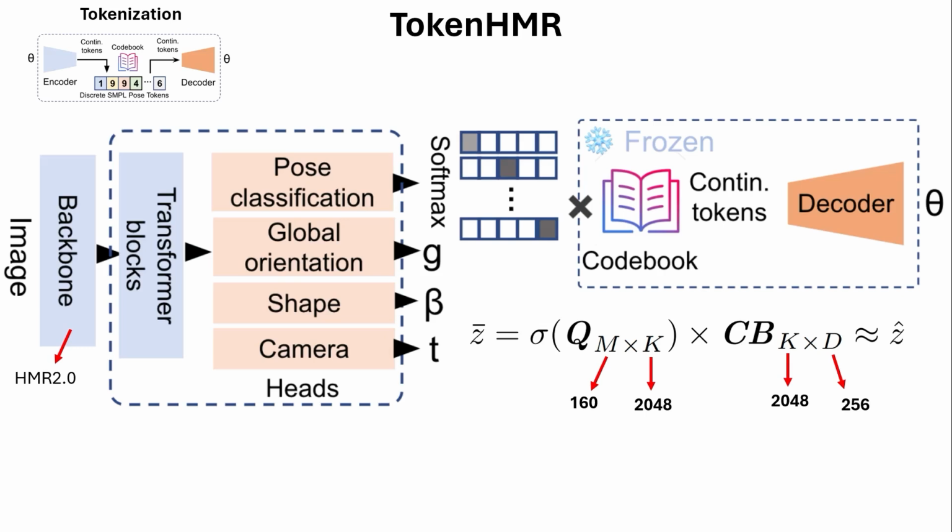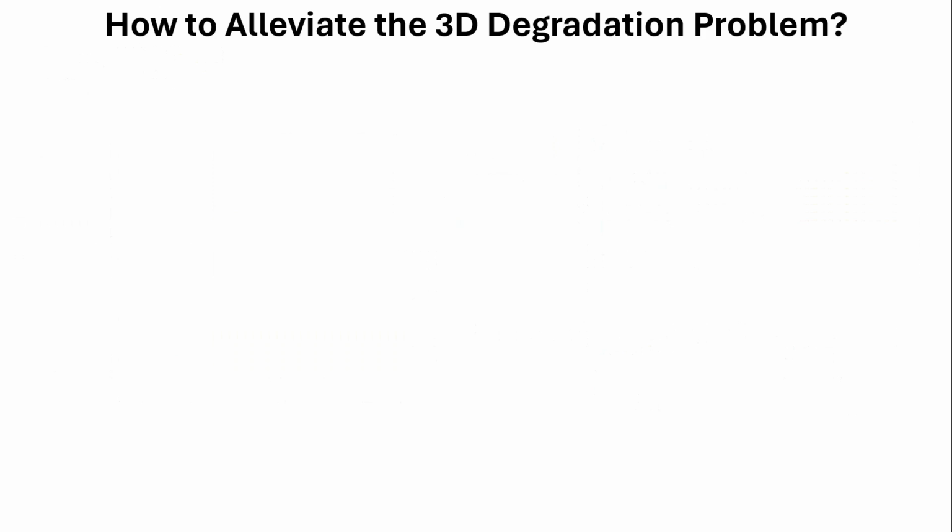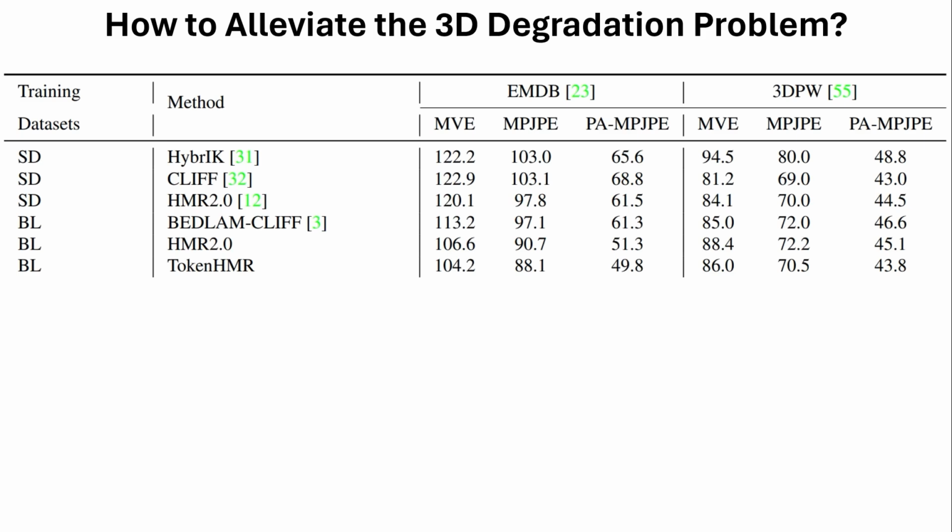And now let's just see some results. The first result should show how to alleviate the 3D degradation problem caused by the noisy camera model that we have. They have provided a table where the first column shows different training datasets. The SD stands for standard datasets, and they use some videos recorded in a laboratory environment with motion-captured ground truths, like the Human3.6M dataset, MPI-INF-3DHP dataset, and MPII dataset. This BL is the Bedlam dataset that I just talked about. It's a synthetic dataset where we have a perfect camera model in addition to the perfect mesh.